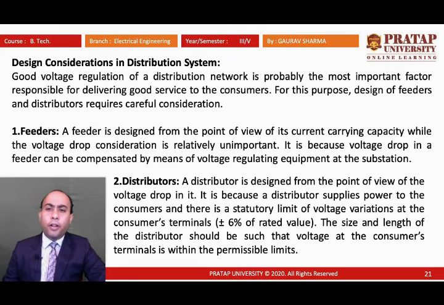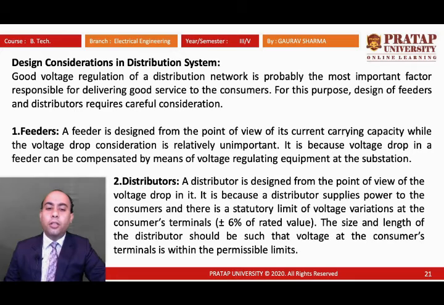Now, for the design considerations of a distribution system, we need a feeder. A feeder is designed from the point of view of its current carrying capacity, while the voltage drop consideration is relatively unimportant. This is because the voltage drop in a feeder can be compensated by voltage regulating equipment at the substation. A distributor is designed from the point of view of the voltage drop in it.